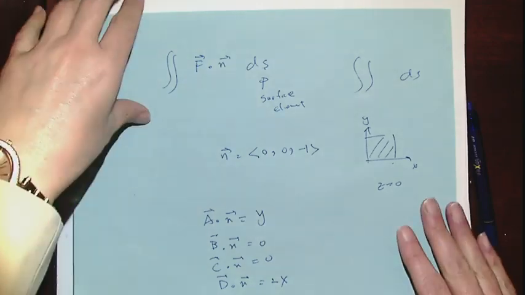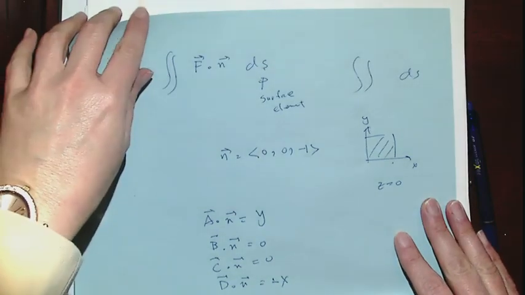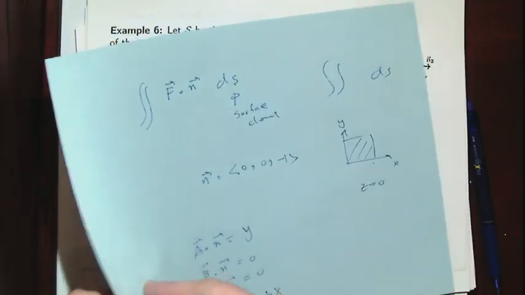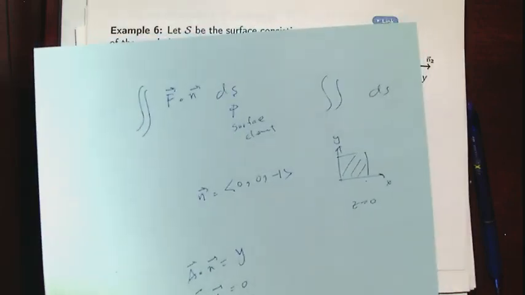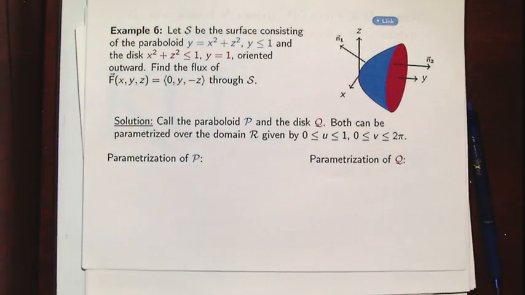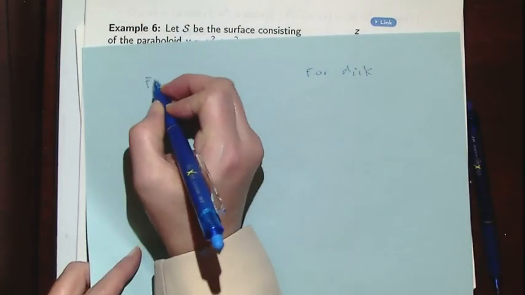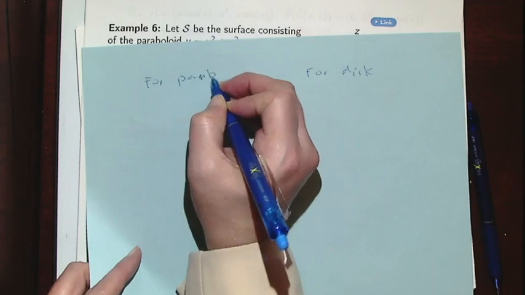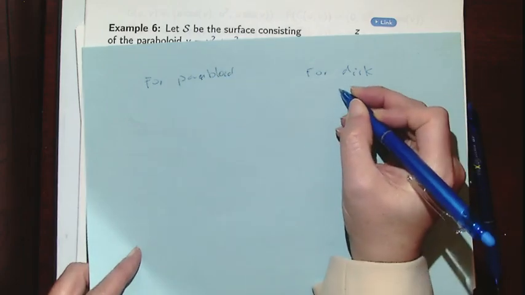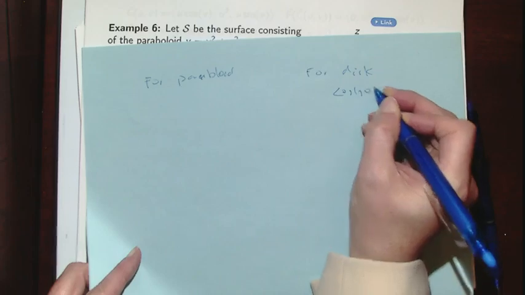Can anybody tell me what's the little n for the disk? 0, 1, 0. For the paraboloid, are you expecting y to be positive or negative? Negative. Can we remember this? So the little n for the disk, I'm expecting to get 0, 1, 0.